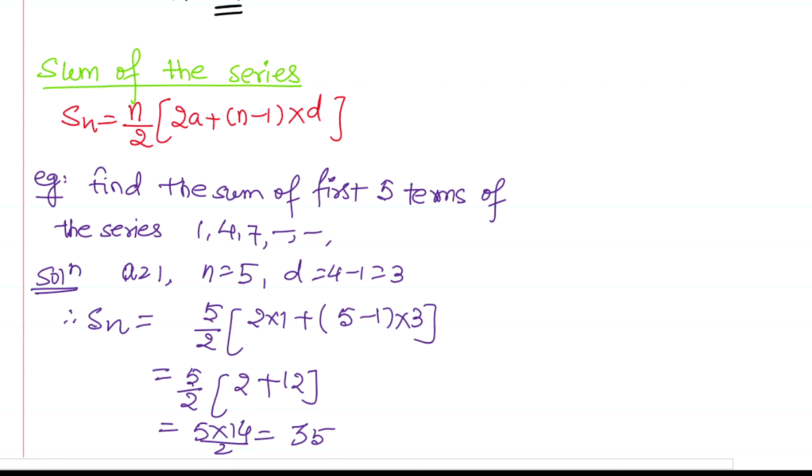So what is the sum of the series? Basically I had the series as 1, 4, 7, 10 and 13. You can check it manually also. You will get the sum of these numbers as 35. 4 plus 1, 5. 5 plus 7, 12. 12 plus 10, 22. 22 plus 13, 35. Correct? So our answer is correct. Okay.